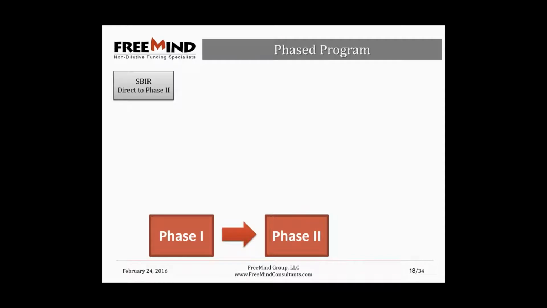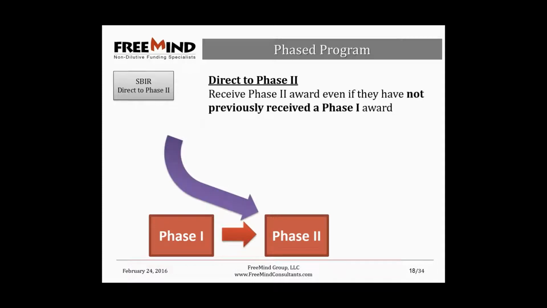And I have actually saved the best for last. This is the Direct to Phase 2 program, and this is relatively new. And basically, it allows you to receive the phase 2 award even if you did not previously receive the phase 1 award. I've told you before that in order to receive the phase 2, you have to submit and win a phase 1, but they have an exception.